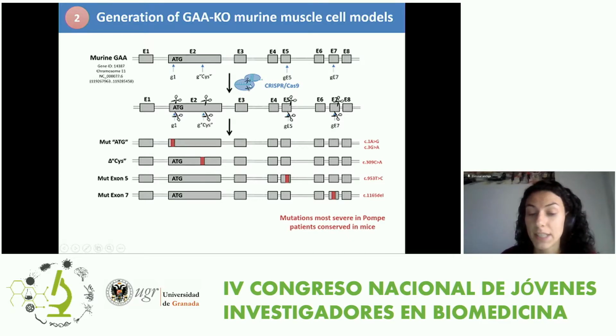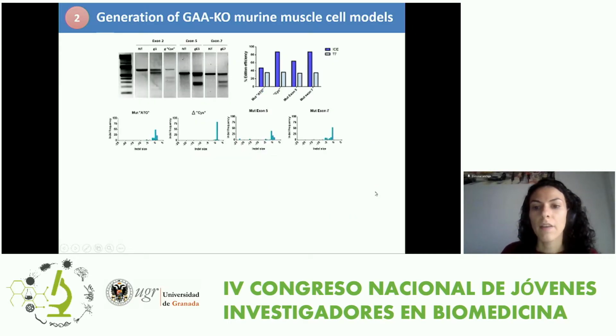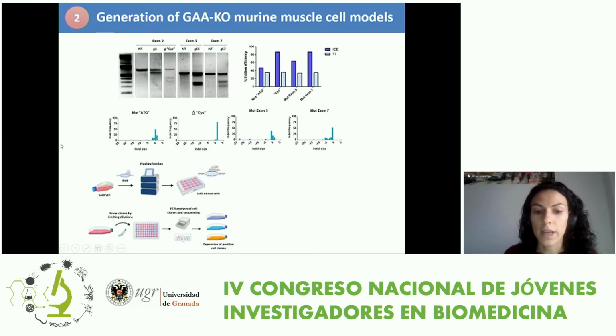With the CRISPR-Cas9 system, we design different guide RNAs for the different regions, and we want a knockout for the different mutations. For this aim, we nucleofected our cells with the CRISPR-Cas9 system. We obtained the genomic DNA from the cells, and we checked that our editing efficiency was high enough by TIDE and T7. When we have our cells nucleofected, we continue with clonal analysis in order to obtain a clonal population.